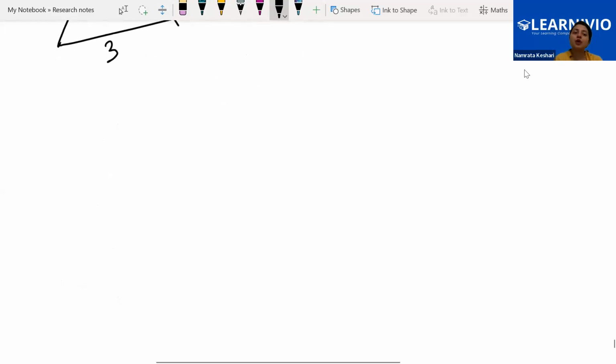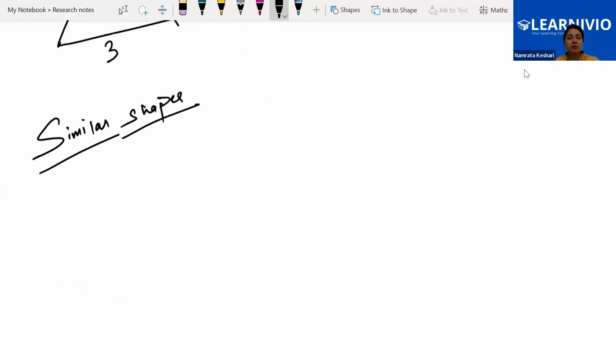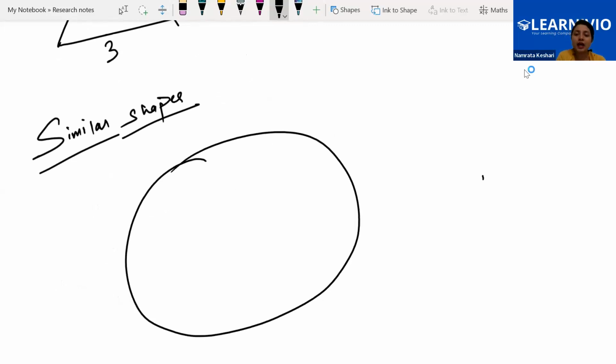Apart from congruency, here we are having the concept of similarity also, similar shapes. So what is the difference between congruent shape and similar shape? Similar shape means, suppose I am drawing a circle and I am drawing one more circle. These two are similar shapes. One can be bigger, another can be smaller, doesn't matter.